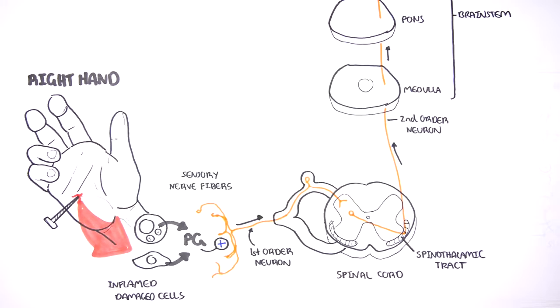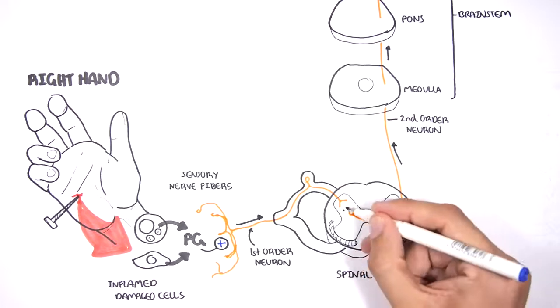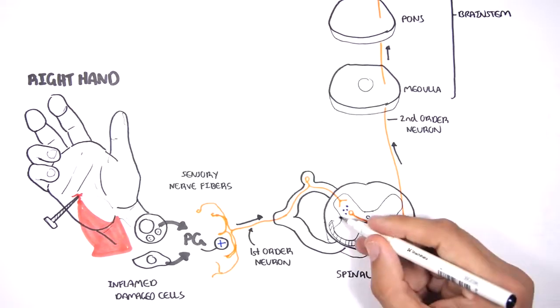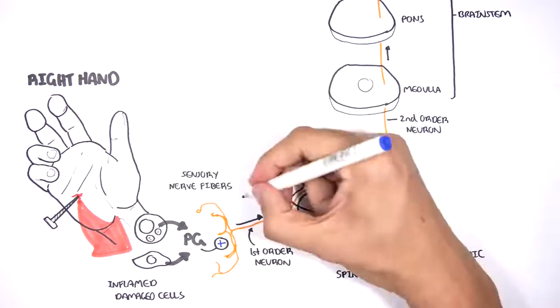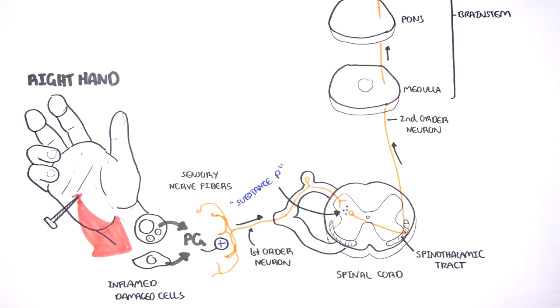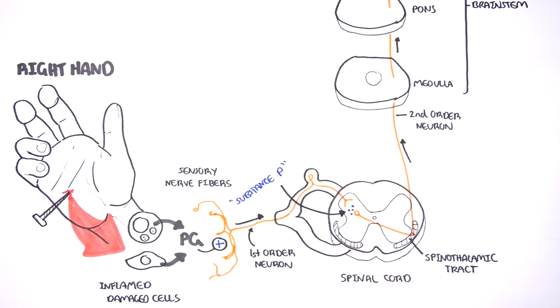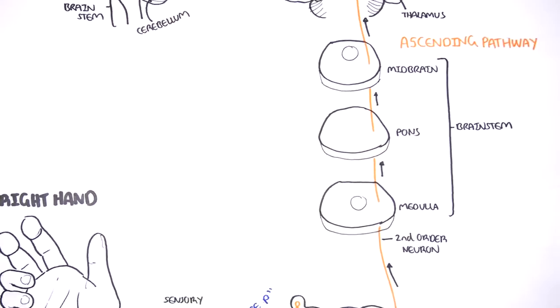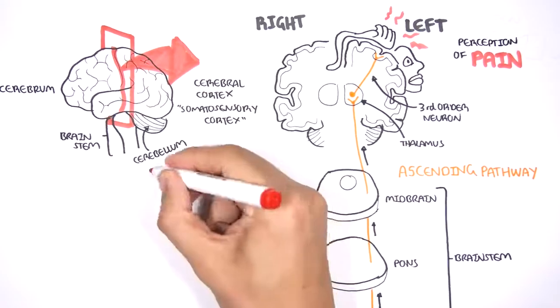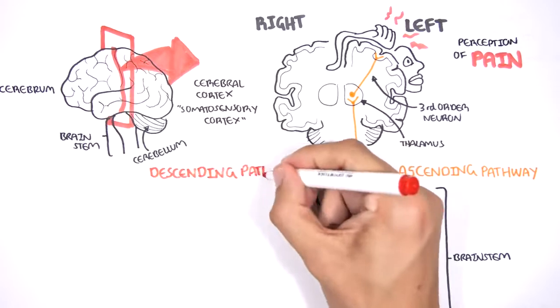Another important thing to remember is a chemical released by the first-order neuron to transmit or relay the signal impulse to the second-order neuron. This chemical is substance P. Thus, substance P and this whole area at the dorsal horn of the spinal cord is an important area for the ascending pathway. Now, whenever there is an ascending pathway, there is a descending pathway.